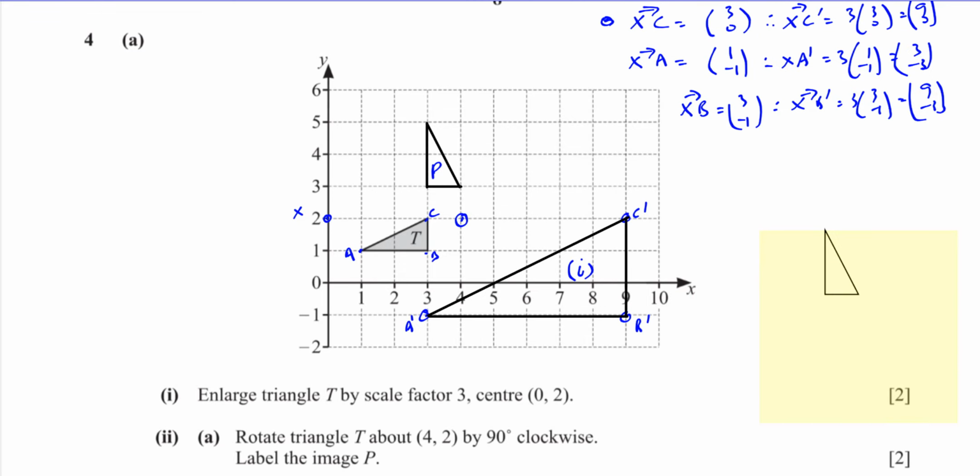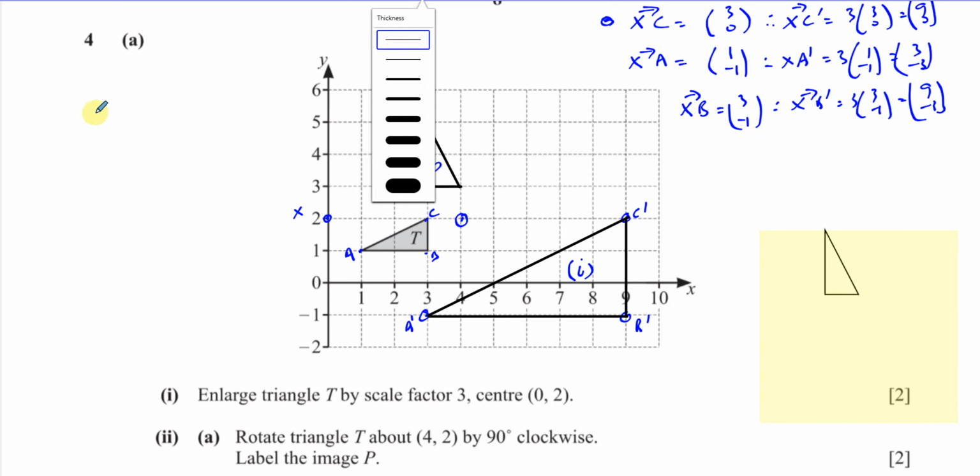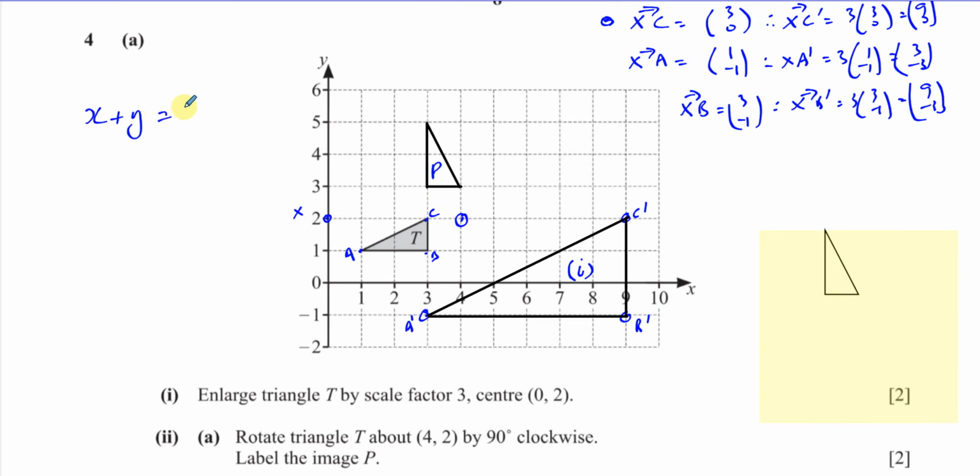So x plus y equals 6. So first we have to know how to draw the line x plus y equals 6. Now this is a straight line. Where does it cross the x-axis? When y equals 0. So that's when x equals 6. Okay, when y equals 0, x equals 6.